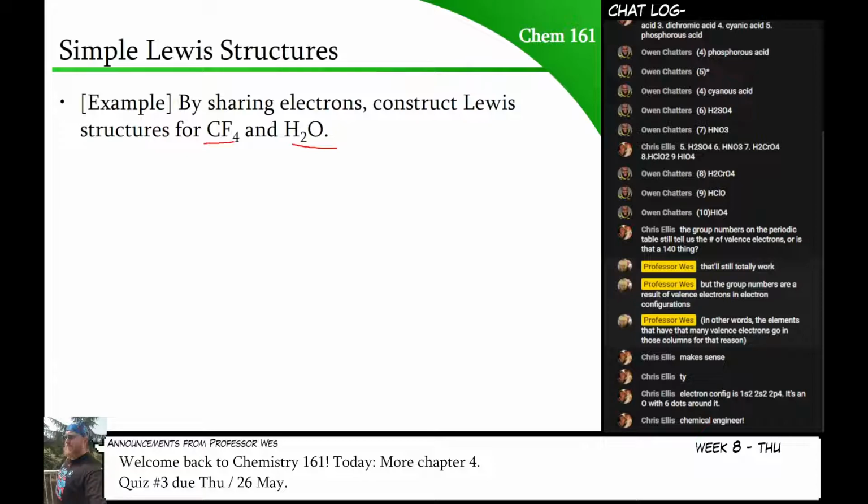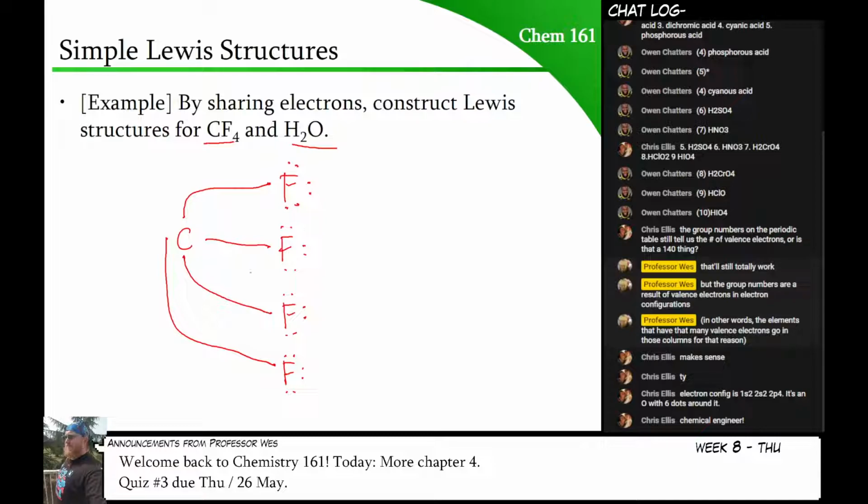Alright, so hopefully you drew something along the lines of this. Here's my carbon, and I could take 4 fluorines. And for my crude Lewis structure, I would do something like this, where I'm pairing the electrons that are unpaired together.